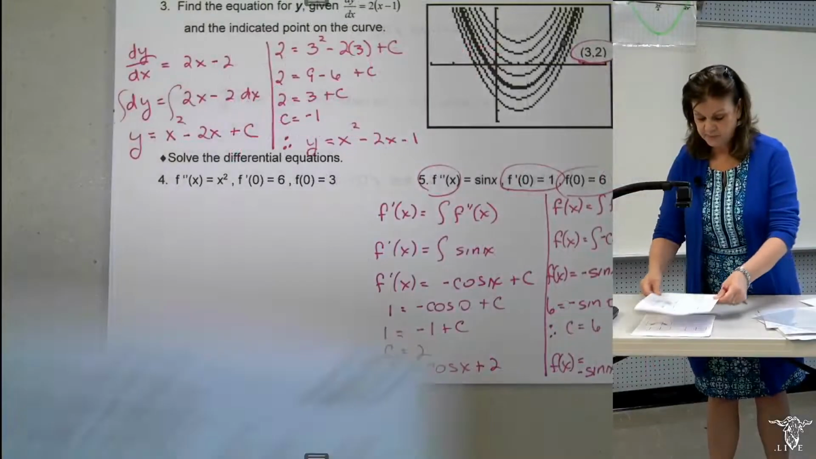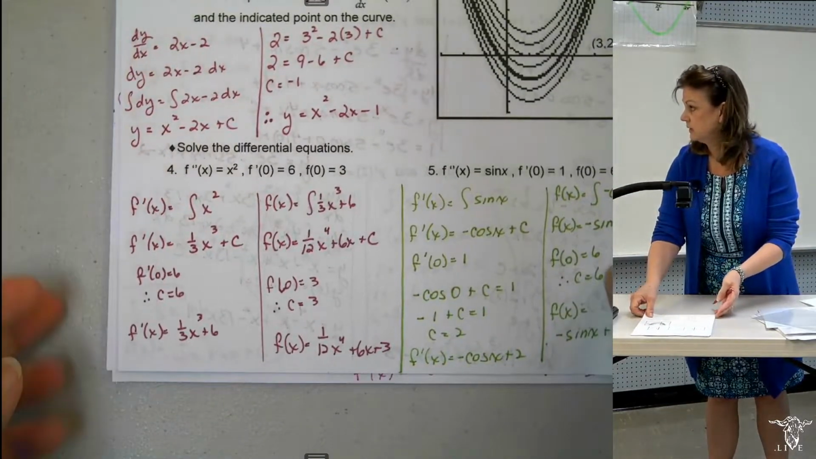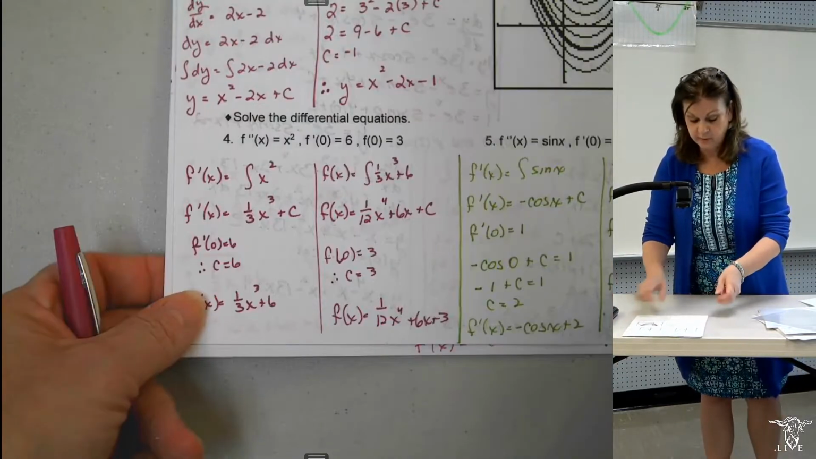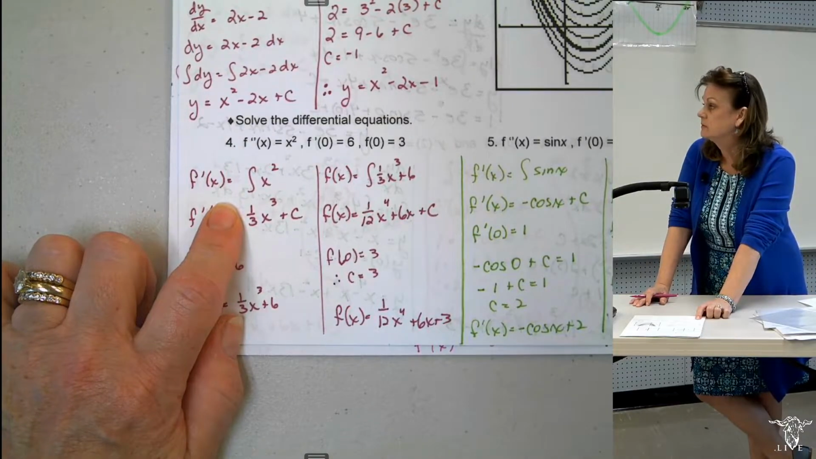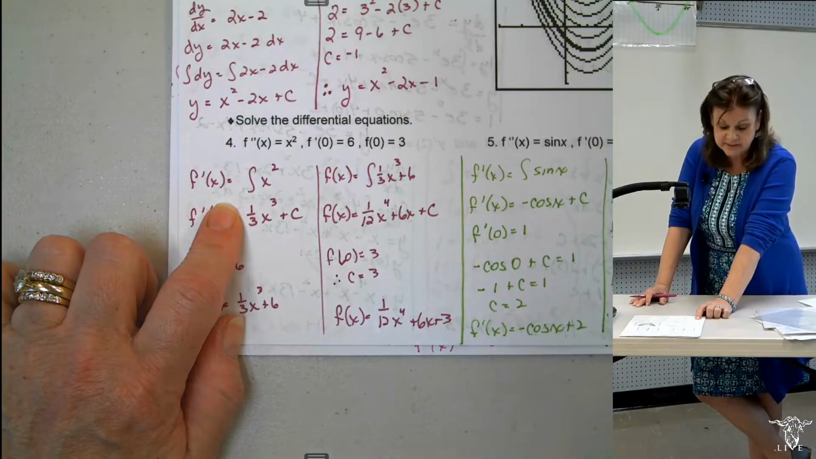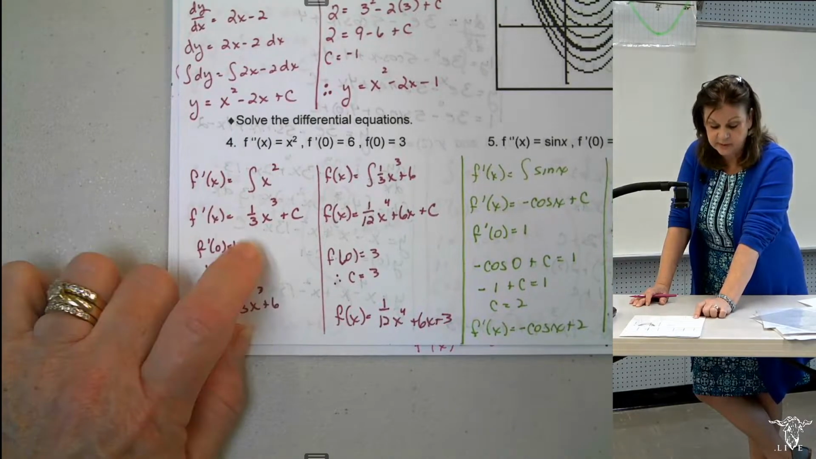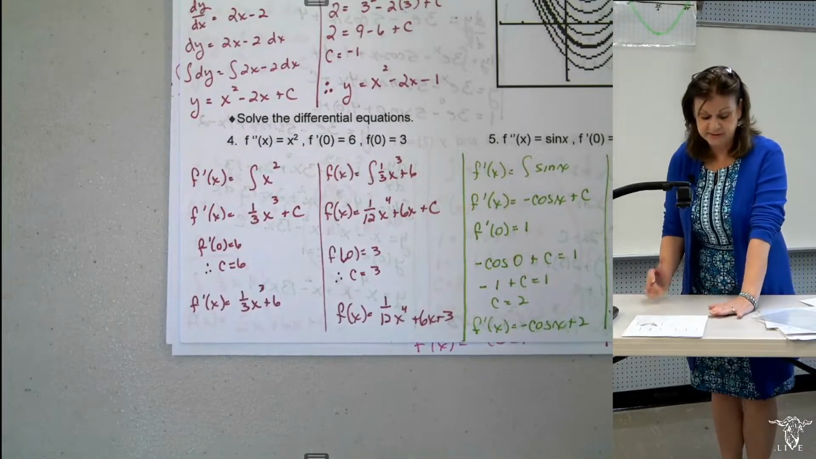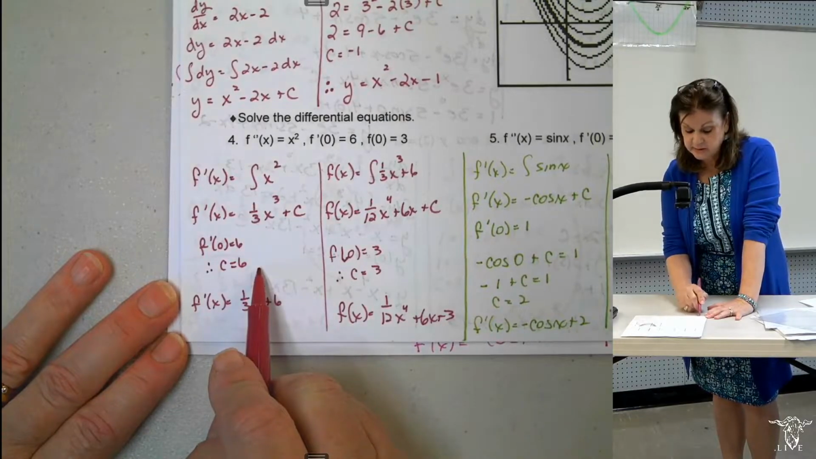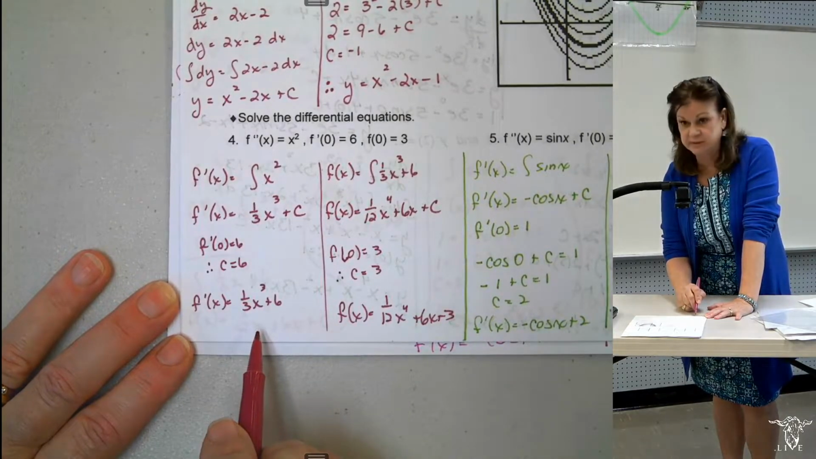All right, so we had to take care of something while we were out. So here we go. We know the derivative is the integration of x squared, the second derivative. So my integration is 1/3 x cubed plus c, my initial condition of 0, 6, c equals 6. There's the derivative, 1/3 x cubed plus 6.